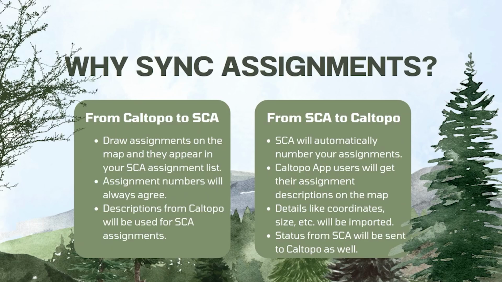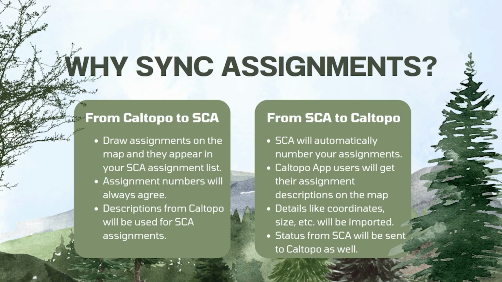The benefit of going the other way, so from SAR Command Assist to Caltopo, the big one to me, is going to be a big time saver: SAR Command Assist will automatically number your assignments for you, so 101, 102, etc. And it'll send those numbers back to Caltopo. So if you just draw your assignments and leave the number and letter blank in Caltopo, SAR Command Assist will just sort of take care of that for you, and then there's always going to be a one-to-one agreement between the two.